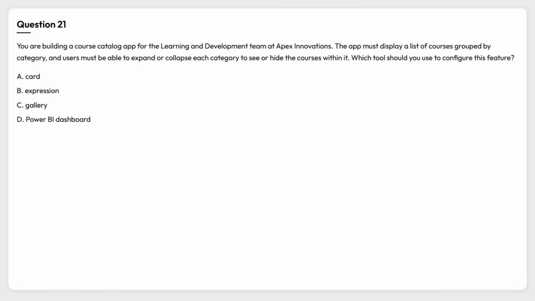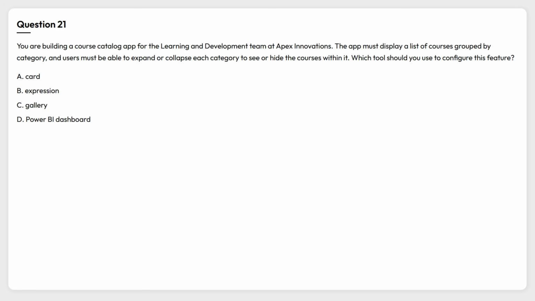Question number 21. You are building a course catalog app for the learning and development team at Apex Innovations. The app must display a list of courses grouped by category, and users must be able to expand or collapse each category to see or hide the courses within it. Which tool should you use to configure this feature?